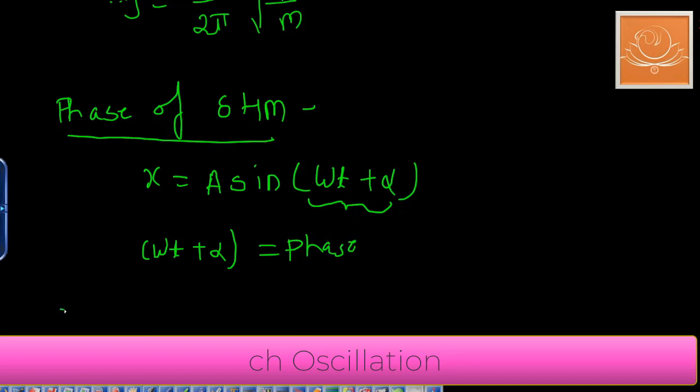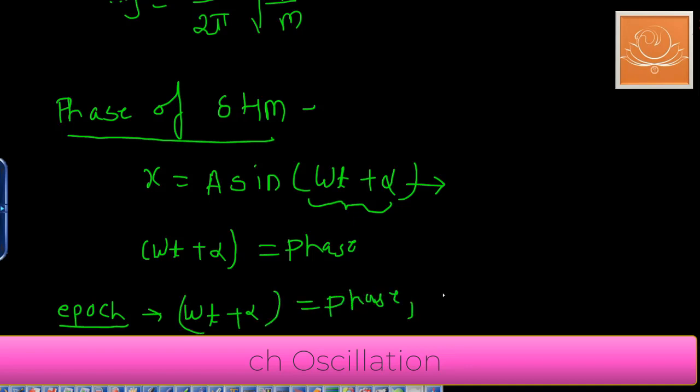And now see, last is the epoch. See, in above equation, this alpha is nothing but initial phase. When particle starts its simple harmonic motion, if there is some phase, then this phase is called epoch. Epoch is nothing but a phase at start. Hence, if omega t plus alpha is the phase, then the initial phase alpha is called epoch.